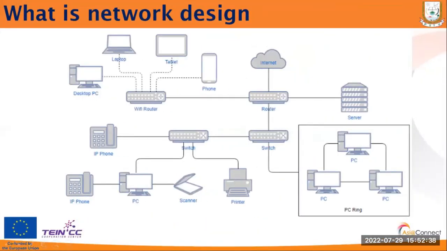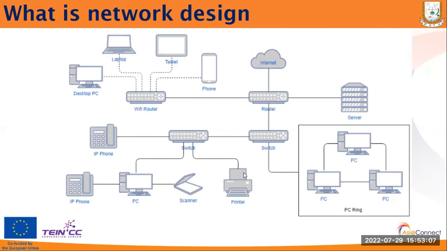Now you can see here a network design. Here you can see a router. This is a Wi-Fi router, and this is the internet connection. This router is like the main router that is providing the internet connection to the Wi-Fi router, to the server, and to the switch. And this switch is connected to the PC ring or another switch that is connected to the IP phone, PC, scanner, and printer. Right? We can see this in one diagram.